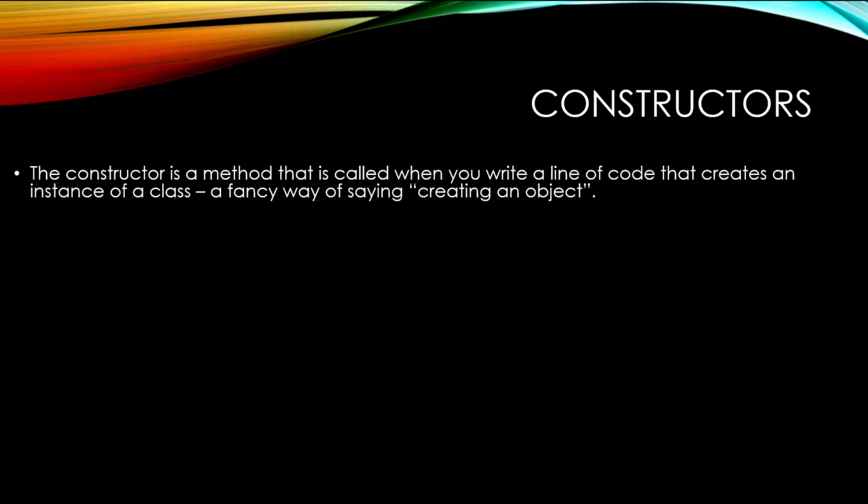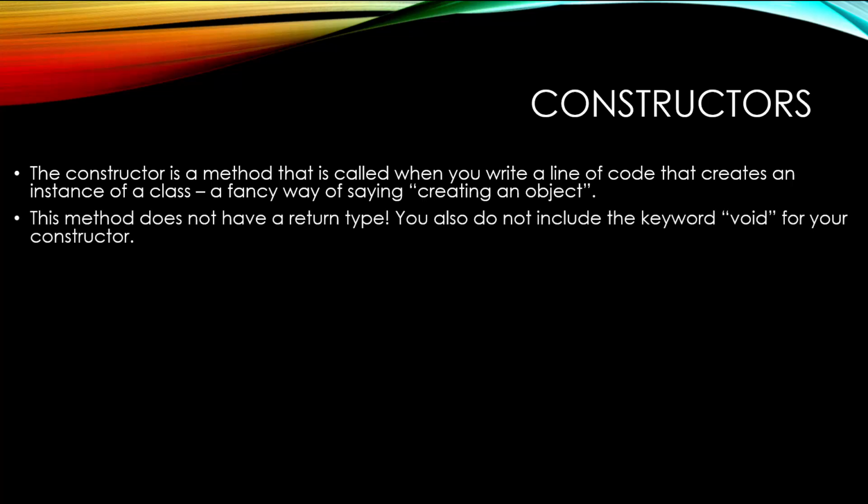Now, the next part is the constructors, which are called, or if you want to get fancy, you can say invoked, when you create an object, excuse me. The constructor is a method that is called when you write a line of code that creates an instance of a class, a fancy way of saying creating an object. It uses that keyword new. Now, this method does not have a return type. It is a special type of method. So you also do not include the keyword void for your constructor.